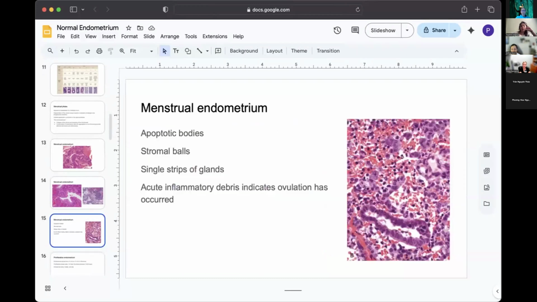So another case, we talked about the stromal balls. You'll see strips of just shedding endometrium, the inflammation, and then you can also appreciate apoptotic bodies. And this is just the degeneration. So it's more of that picture that's happening.